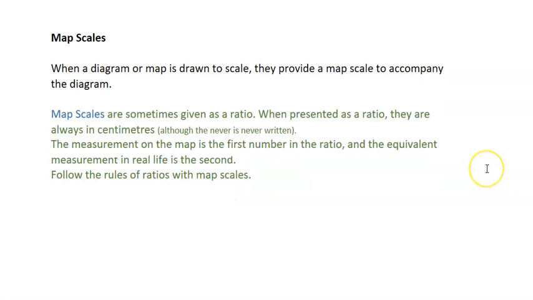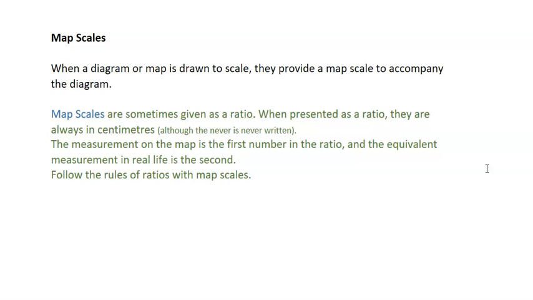Okay, another aspect are map scales. So on maps, of course, you can get bearings and things like that, but also you've got to be aware of the scale of maps. They provide map scales to accompany any diagram that is drawn to scale. They're sometimes given as a ratio, and in that it is always in centimeters, although the unit is never written. That's the rule of ratios, is that it never has a unit. So you need to follow those rules of ratios with map scales.